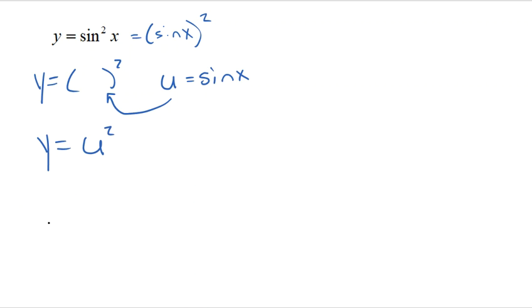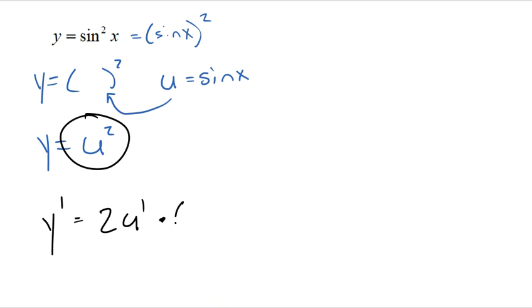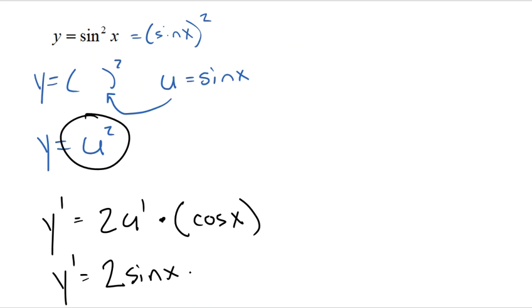Now we're ready to find the derivative. Y prime is the derivative of your function, 2u to the 1st, times the derivative of u. The derivative of sine is cosine. And we're almost done. All we have to do is replace u. u is sine of x, so we get 2 sine of x to the 1st, but I don't really have to write a 1 there, times cosine of x. Boom, there's my derivative. I'm done.